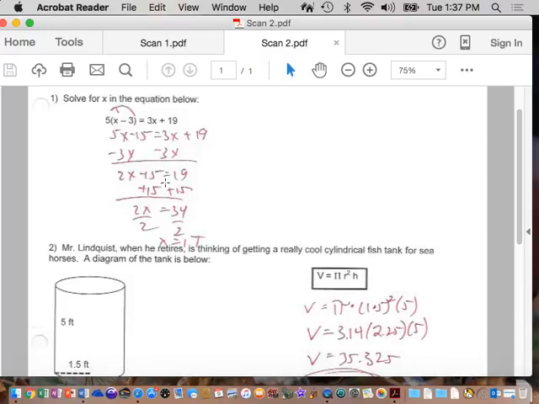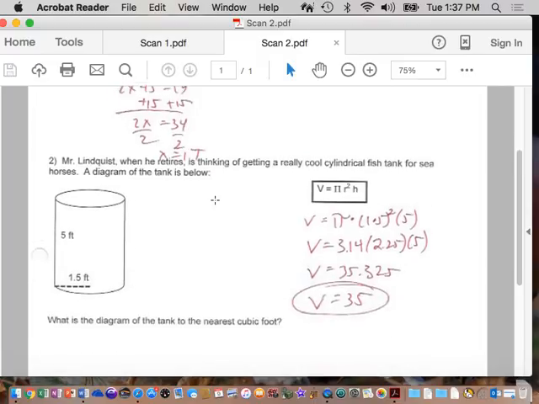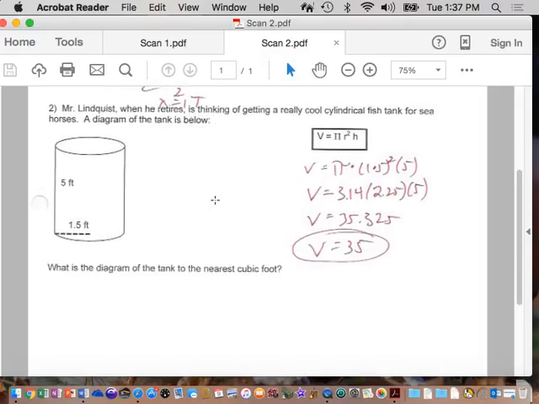Now it's the numbers that are on the opposite side, so we do the opposite operation. 2x is 34, divided by 2. X is 17. Now we get to this guy.